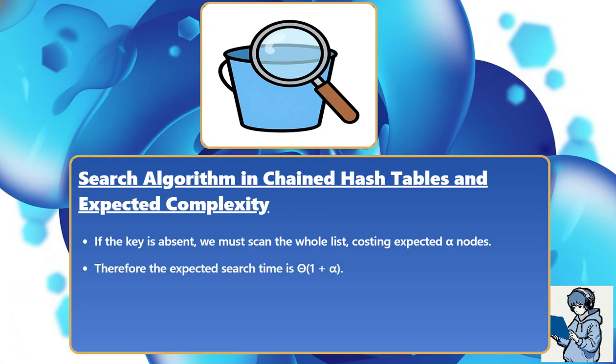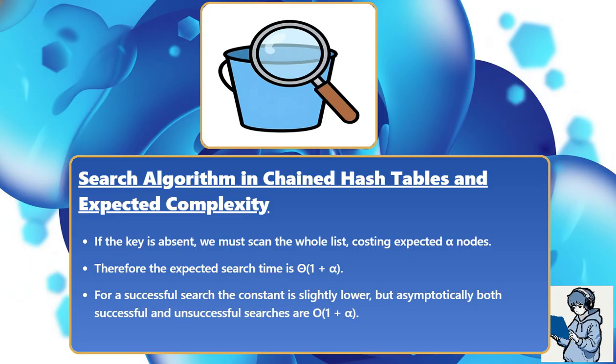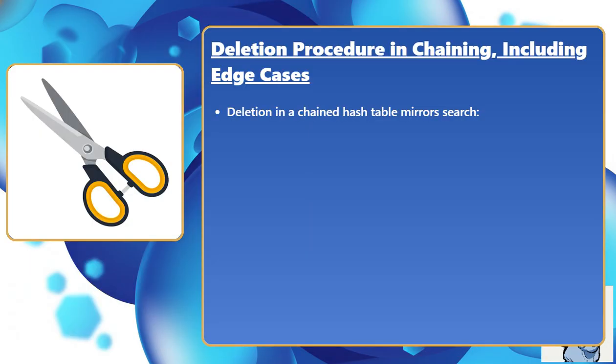Therefore, the expected search time is theta of 1 plus alpha. For a successful search, the constant is slightly lower, but asymptotically both successful and unsuccessful searches are O of 1 plus alpha. Deletion in a chained hash table mirrors search.